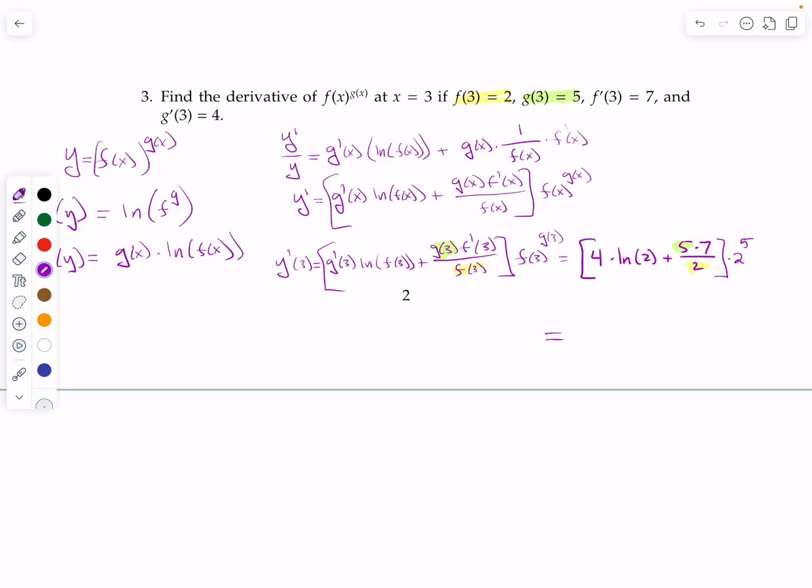Let's finish this up. So that's going to be 32. 32 times 4 is 128. Plus 30 times 16, because some of those 2's will cancel. So that's 480. Oh, does this have a unit? No, it doesn't. There. That's it.